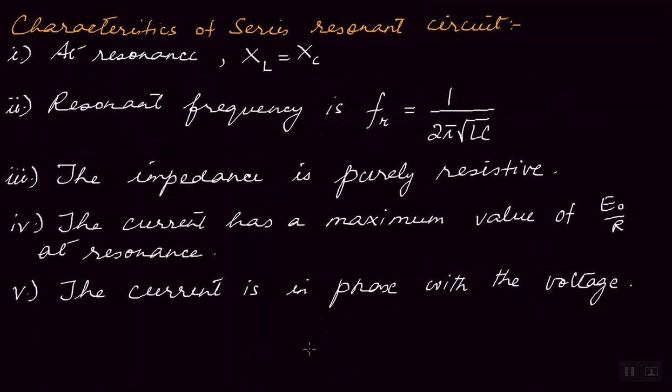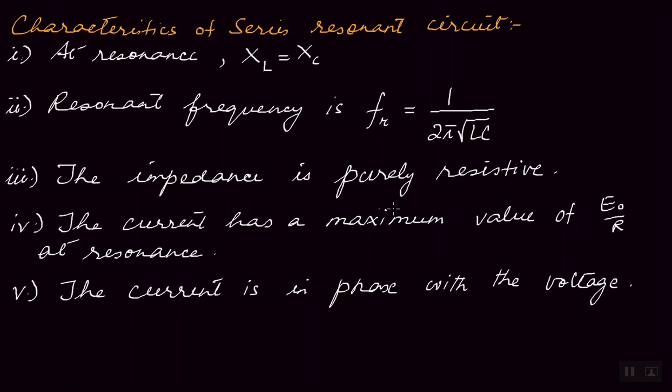So some of the important characteristics of the series resonant circuit are given here. Number one, at resonance, XL is equal to XC. I've told you that it is the condition for resonance. And number two, we have found the resonant frequency, which is given by this expression.